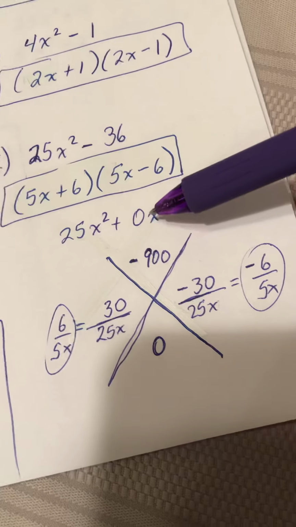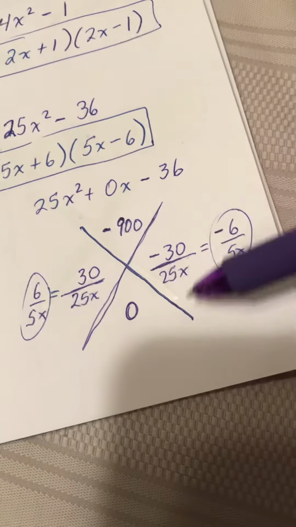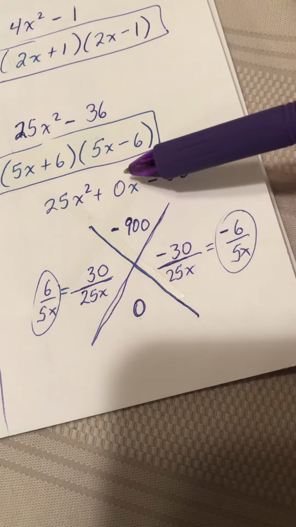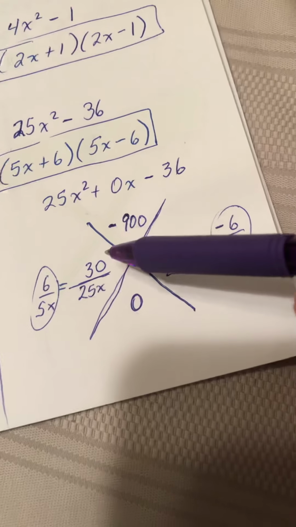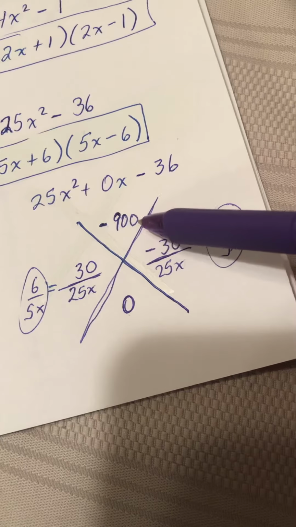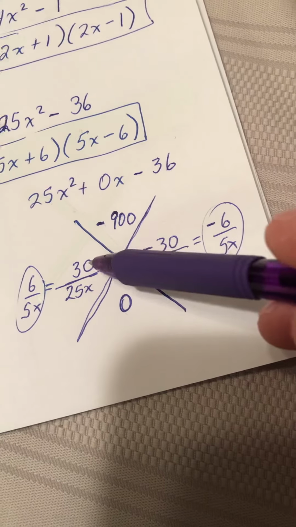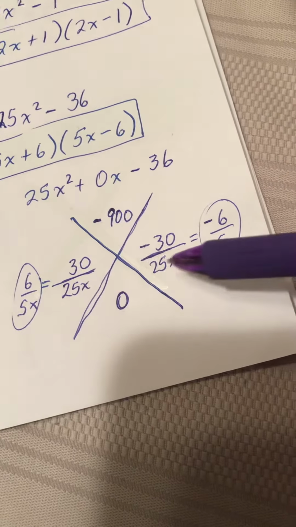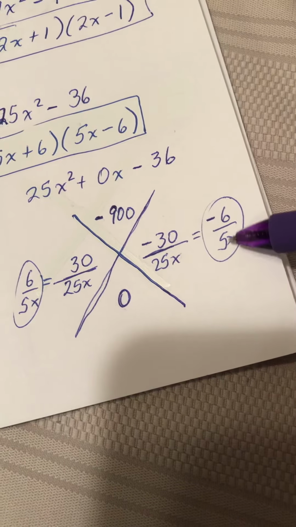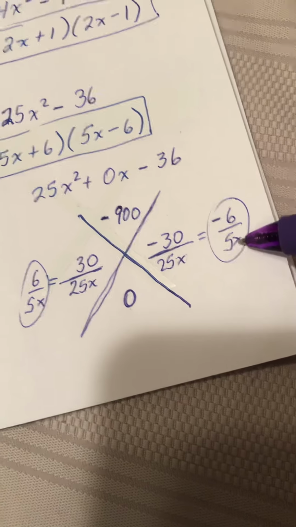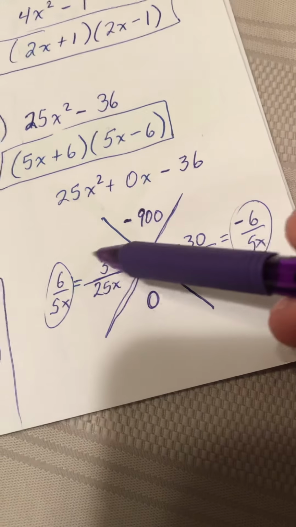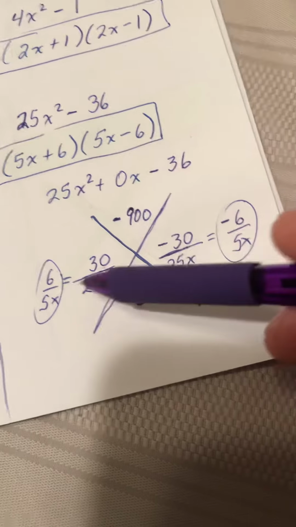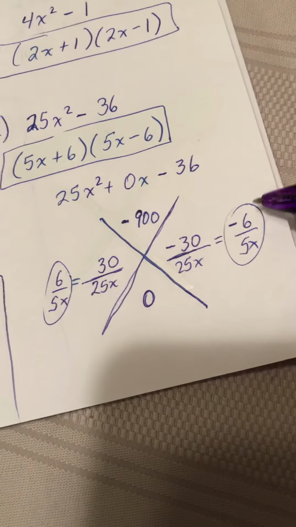And if there was a 0 term there, we could do the x method here. A times c is negative 900. The middle term is 0. The two side numbers that multiply to negative 900 and add to 0 are positive 30 and negative 30. Divide by the a number, 25x, 25x. That reduces to negative 6 over 5x and positive 6 over 5. The x is attached just to remind you that that's how it goes in the parentheses: 5x plus 6, 5x minus 6.